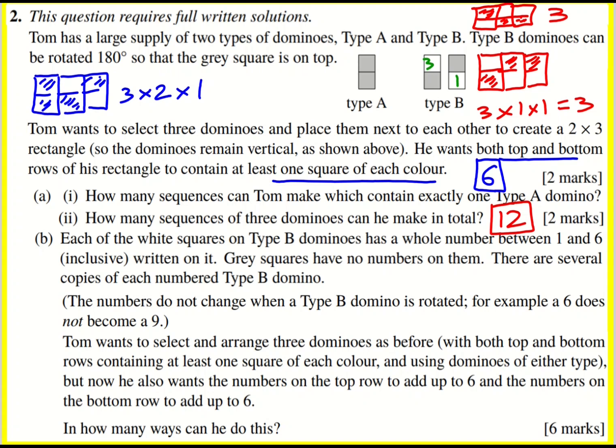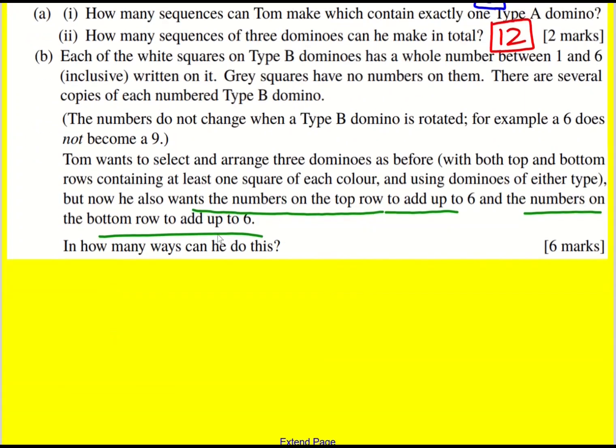Numbers don't change when we rotate them 180 degrees, so a 6 doesn't become a 9. And then Tom wants to arrange and select everything just as before. So we need one of the top row to be coloured grey and one coloured white at least, and the same with the bottom row. But now he also wants the numbers on the top row to add to 6 and the numbers on the bottom row to add to 6. And how many different ways can we do this?